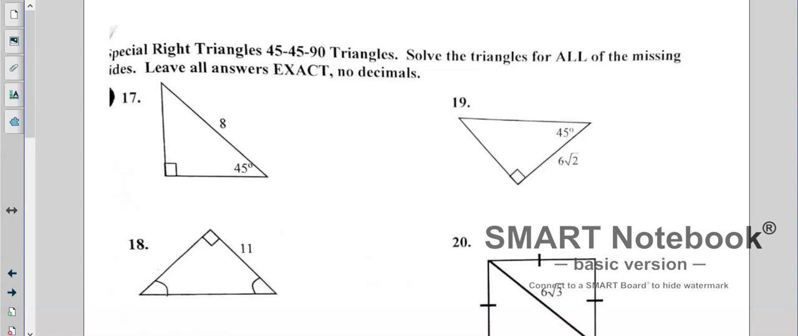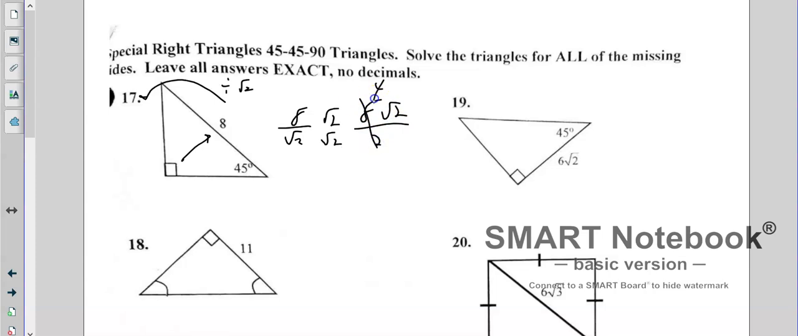Okay, now we're going backwards to the easier ones. 45, 45, 90. Hypotenuse. We're getting smaller, which means we divide by radical 2. So that's simply 8 divided by radical 2, and then we rationalize. So that gives me 8 radical 2 over 2. 2 goes into 8 4 times, so each of the legs is 4 radical 2. And then obviously this is 45 up here.